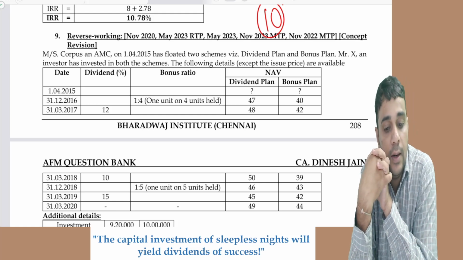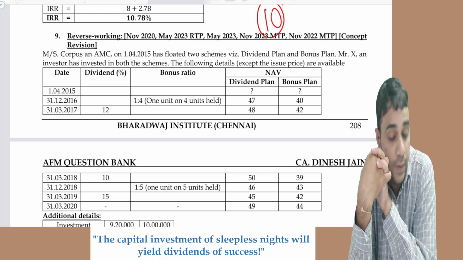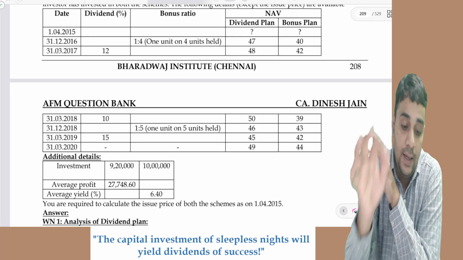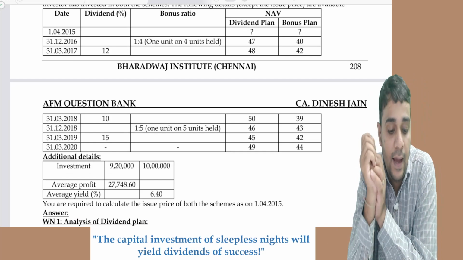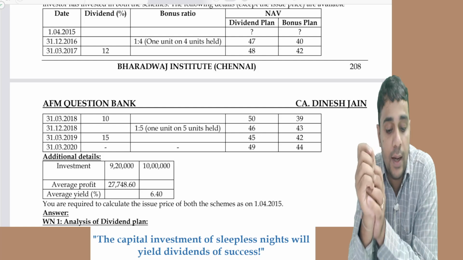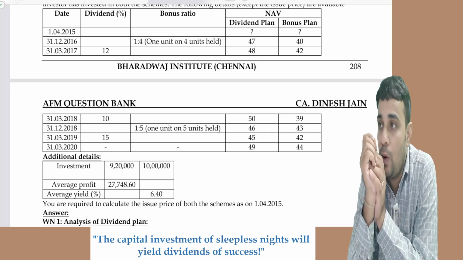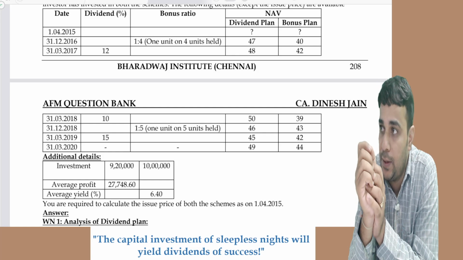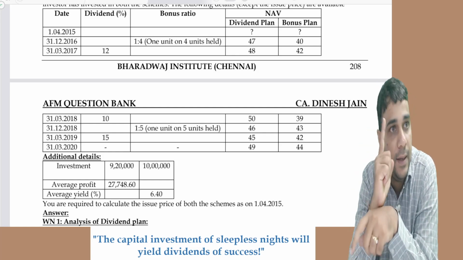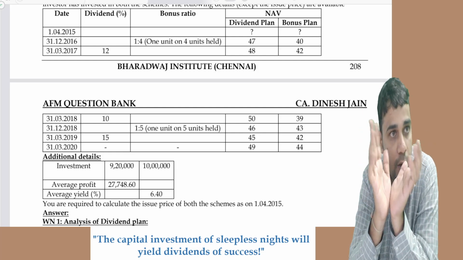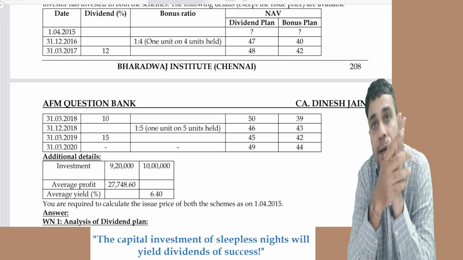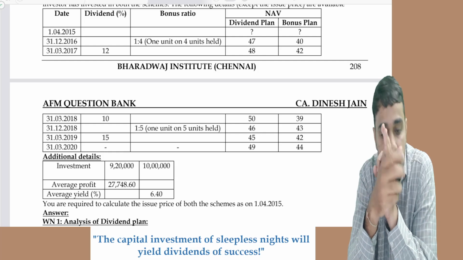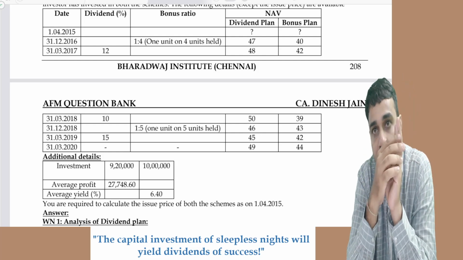Additional details: investment 9,20,000, average profit 27,748, average yield 6.4. You are required to calculate the issue price of both the schemes on 1/4/2015. Reverse working: I will do one period of reverse working, and the same logic will work for the balance. In this case, dividend has been paid 3 times and bonus has been paid 2 times.